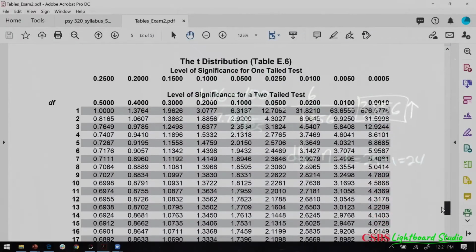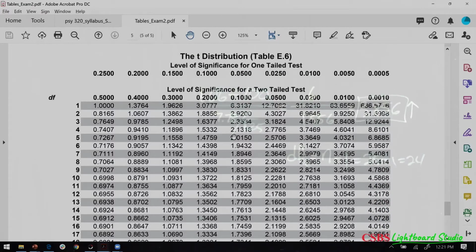So this is what a t-distribution table looks like, at least the one that you have on the website. A couple things about how it looks. One, it says level of significance for one-tailed test across the top, and the next line says level of significance for two-tailed test. It makes sense that a 10% two-tailed test corresponds to the same point in the distribution as a one-tailed test at 0.05.